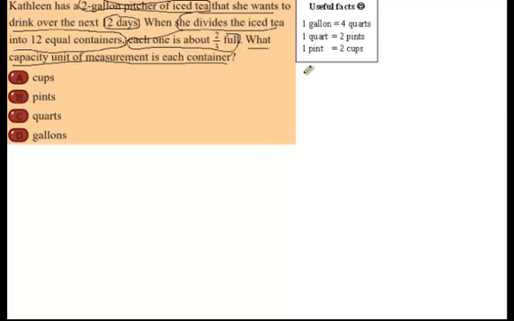It starts off with a 2-gallon pitcher. Well, you all know my drawing skills. Oh, look, I made a little place for the iced tea to come out. All right, that pitcher is 2 gallons, and it is full of iced tea, which is making me thirsty. So, she is going to divide the iced tea into 12 equal containers.